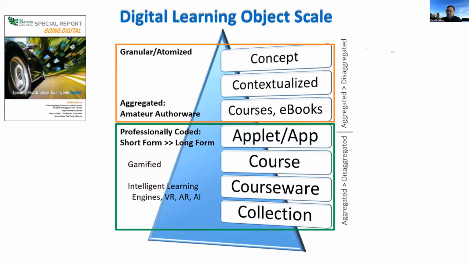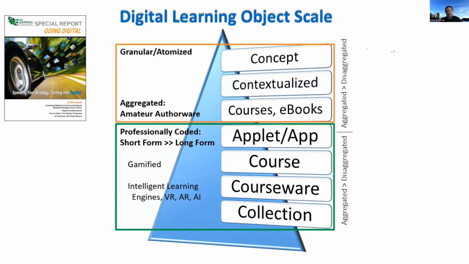And so you think about what's in the green box down there as the scale of learning objects that are professionally coded, going from short form to long form. And as we've seen at the amateur authorware end, they go from short form, which would be the applet or app, having a discrete function. It might be a math app. It might be spelling. It might be something very discrete, not connected. Has maybe a couple of levels, but really not. And it does what it does, and that's it. And that's fine, and it serves its purpose.